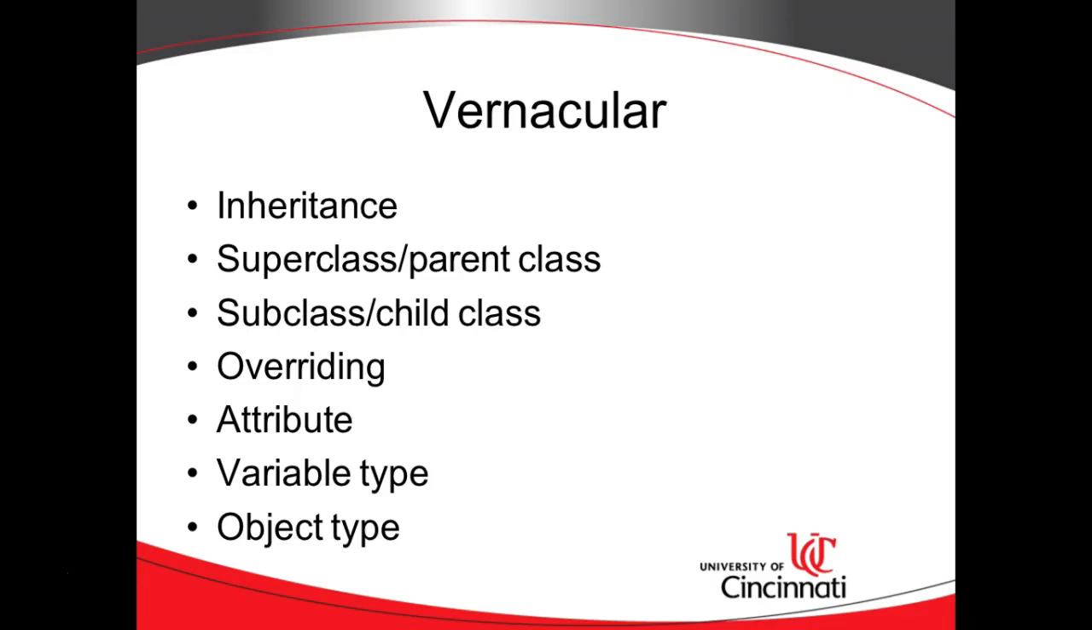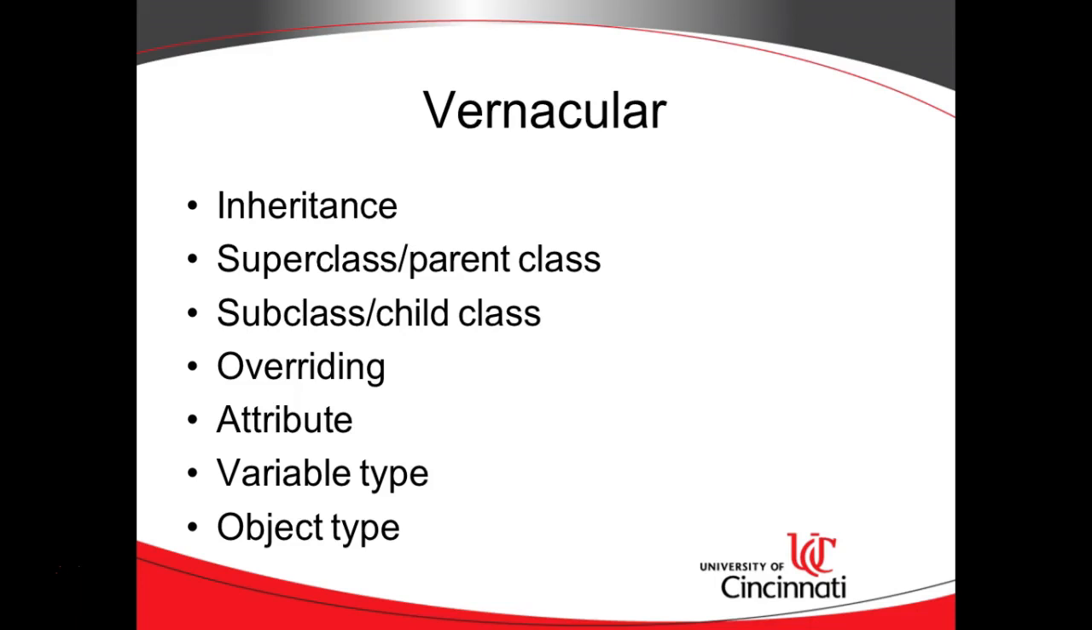Now, attribute, variable type, object type, these are things we've talked about a little bit before. An attribute is a variable declared within a class but not within a method, and this is describing the state of an object. So a state is the value of its attributes. So in other words, a 2008 Toyota Tacoma, which is red, has the attributes 2008, which is the model year, and color, which is red.